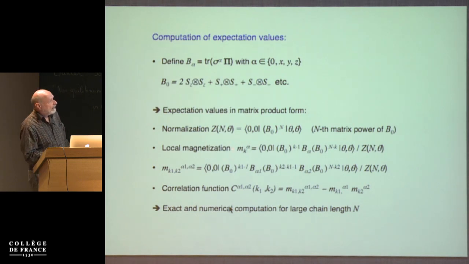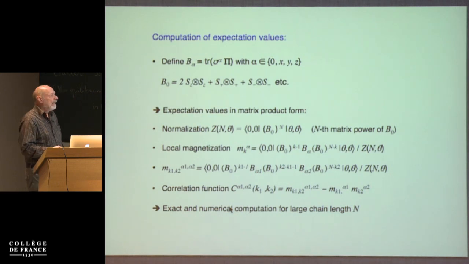For the local magnetization at site K, what we have to do is, in this product of n matrices, replace the B0 by a B alpha. So we have B0 to the power K minus 1 times B alpha, for direction alpha, and then B0 to the power n minus K. For correlations, we replace two of these B0 matrices by B alpha matrices. And so on. For higher order correlation functions, at each site where you want to have some magnetization operator, you just replace the B0 by the corresponding B alpha.